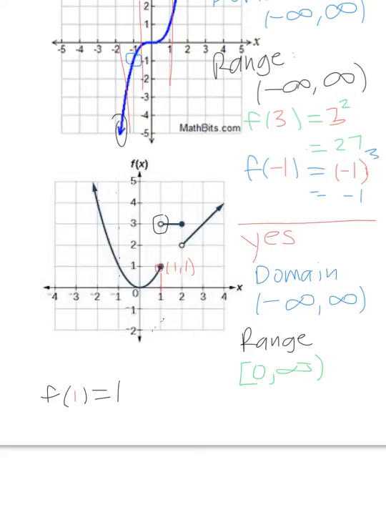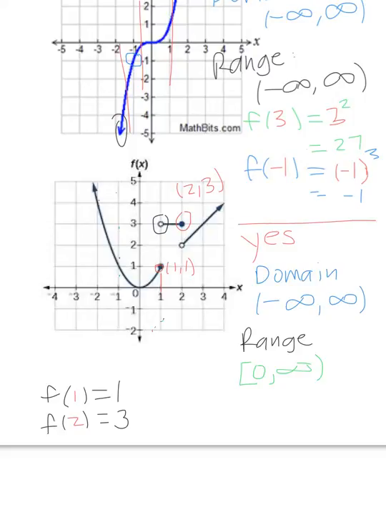All right, let's look at f of 2. If we find the point where x is equal to 2, it's this point right here. And that point is, the x value is 2, and the y value corresponds to a 3. So that means the function value when x is equal to 2 is 3.